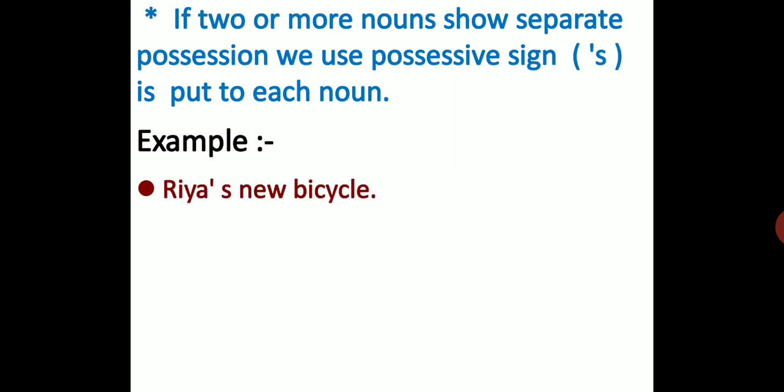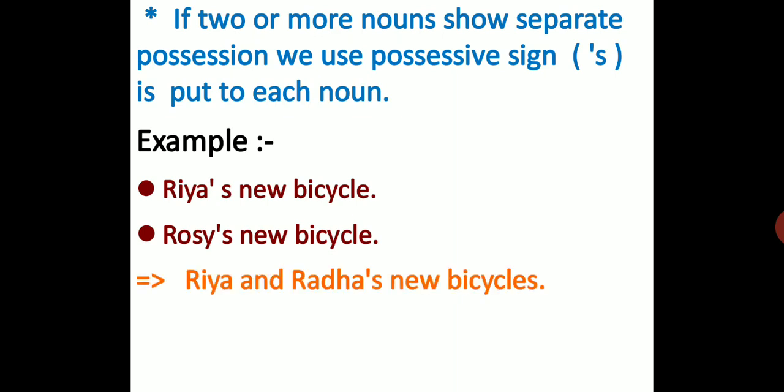Riya's new bicycle. Rosie's new bicycle. If we want to write them in one sentence, how can we write? Let's see. Riya and Radha's new bicycles. Here bicycles is the plural form. So Riya and Radha both have separate things that they own, right?